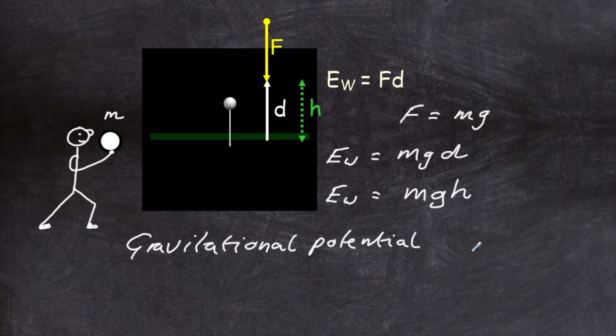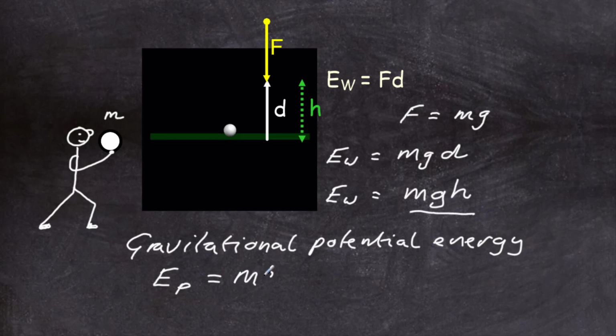And what's more, we now have an expression for it. The gravitational potential energy, which we can write now as E with a P there, is actually equal to the energy which has been transferred due to the work done by the force. It's going to equal mgh.